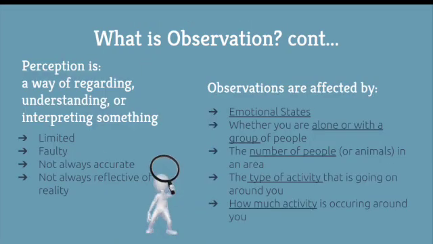So, perception is the way we understand or interpret what's happening around us. And so perceptions tend to be limited, they're often faulty, they're not usually accurate, and they're not always reflective of reality. So one of the examples that I like to give of this is my sister and I have the same memory of the same event, but we come at it from two completely different points of view. So we have two different perceptions of the same observations.